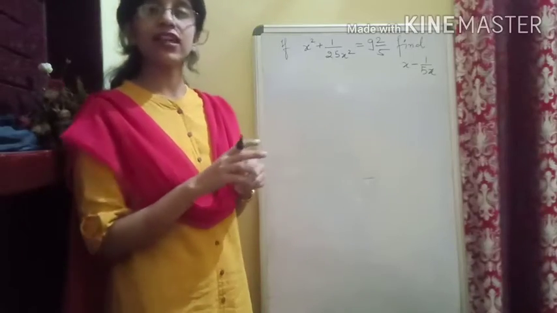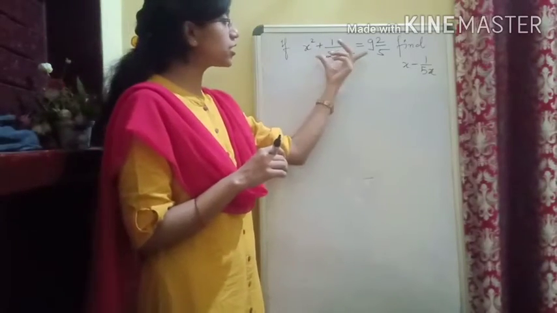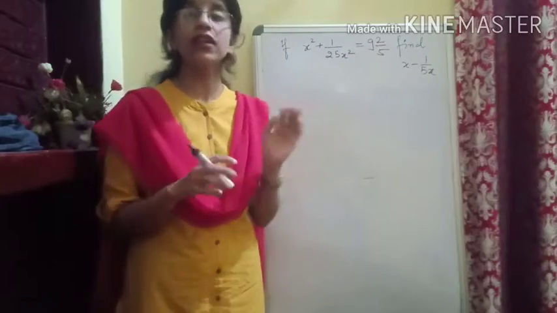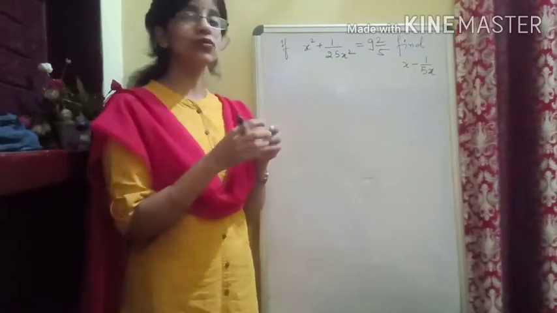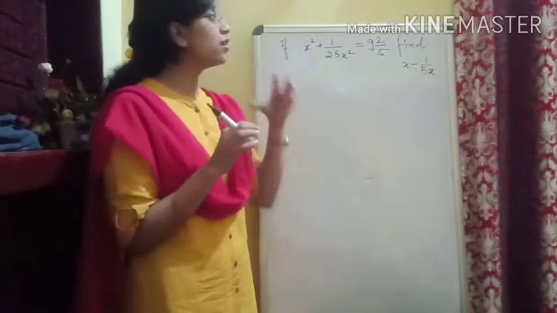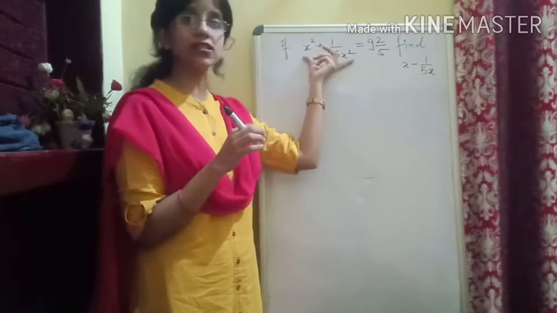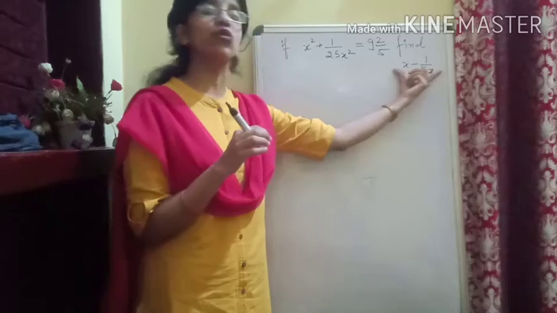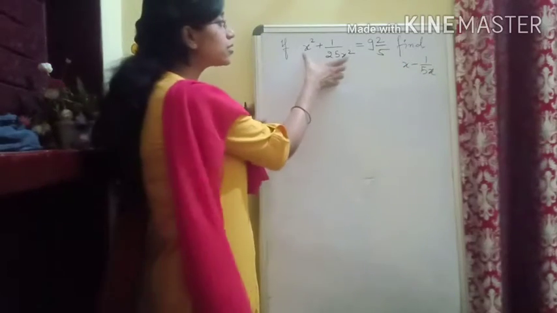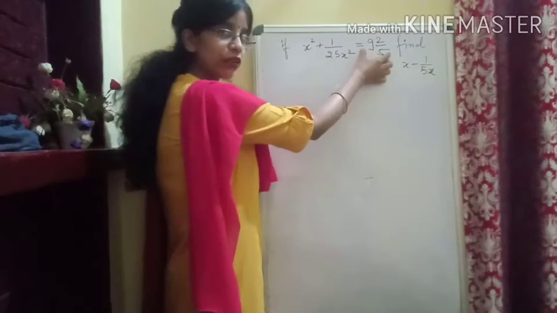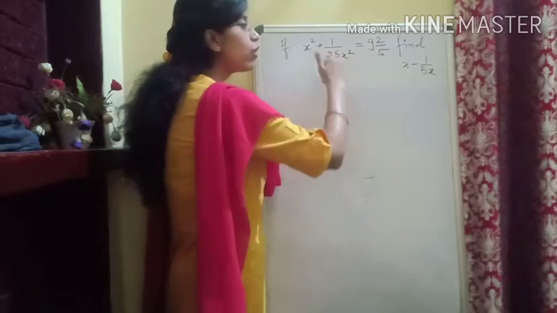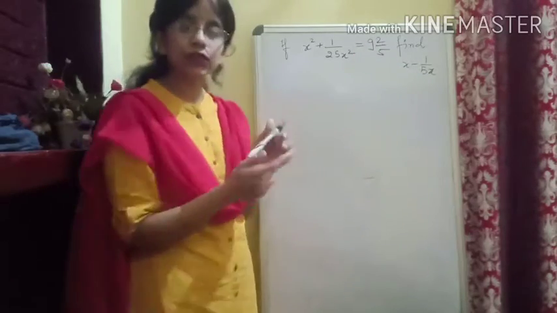As in the last class, I have told you, if some information is given and you have to calculate something, we will choose the identity accordingly. Like, we have to choose an identity in which this term will come, and this term should also come, so that when this term comes, we will put in the given value, and when this term comes, we will calculate its value.